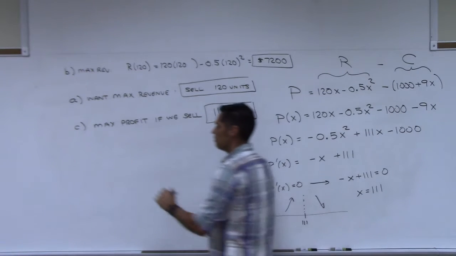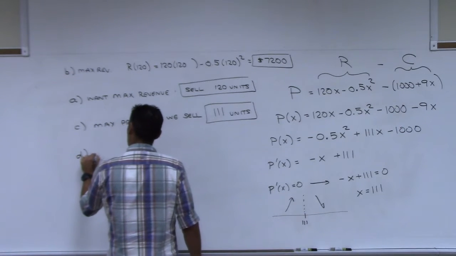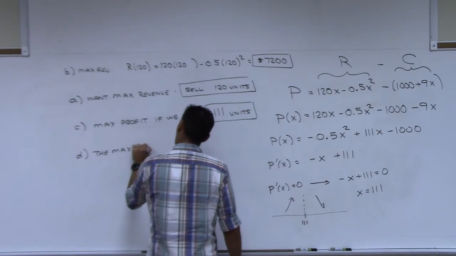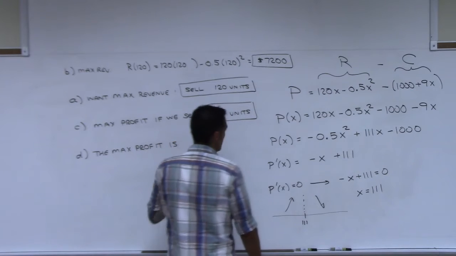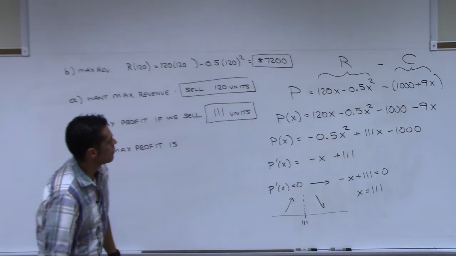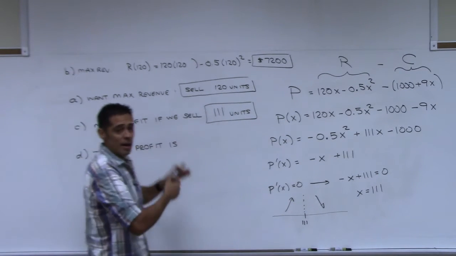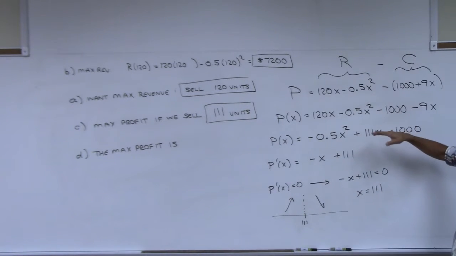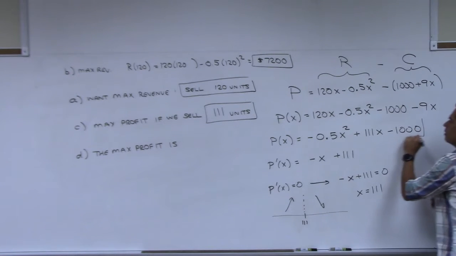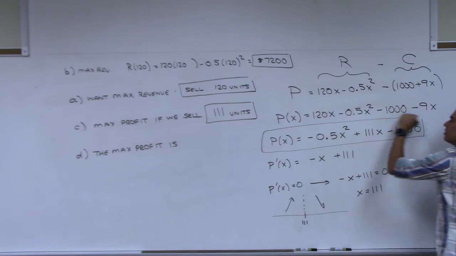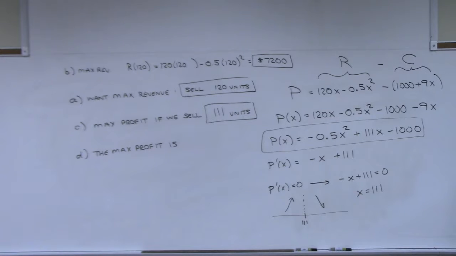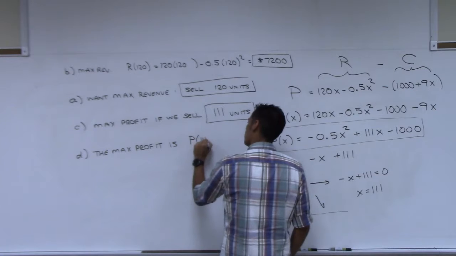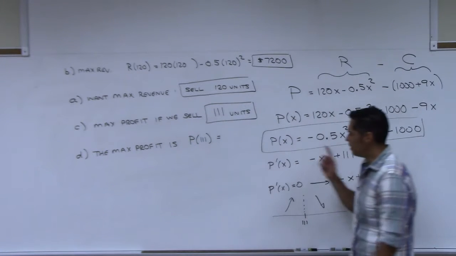Now part D. The maximum profit is, now how do we get the maximum profit? We take the 111, right, and we plug it into the profit, where is it? Right here, this one. So plug 111 into this, and somebody will do that for me. I'll put here P of 111, so just plugging 111 in here.